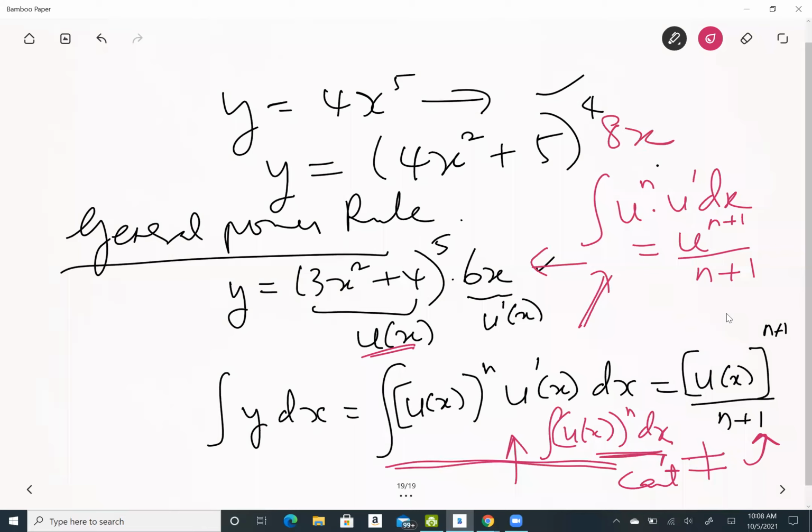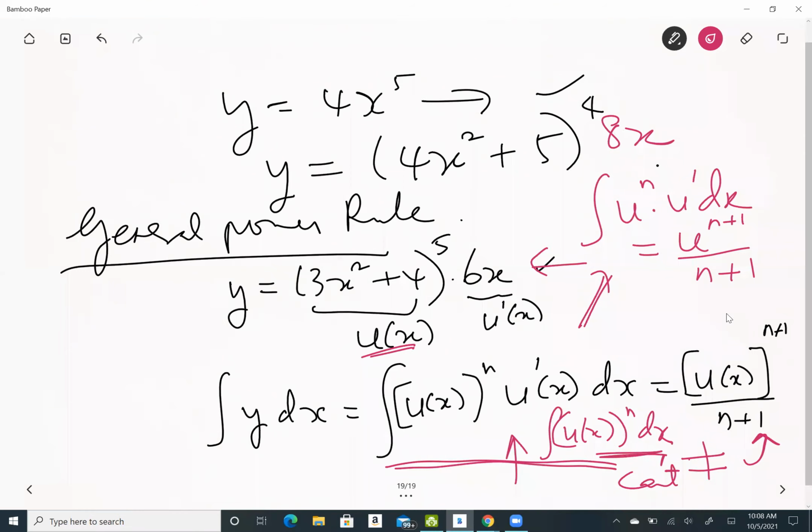All right, so I have 8x, then only I can integrate. The integral of this function will have the form u to the power of n, u prime dx. Then the integral will be that. Okay, so you get the rule? Now we look at a few more examples.